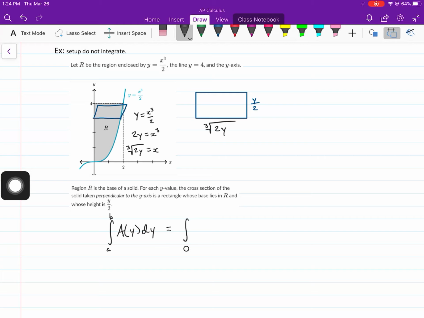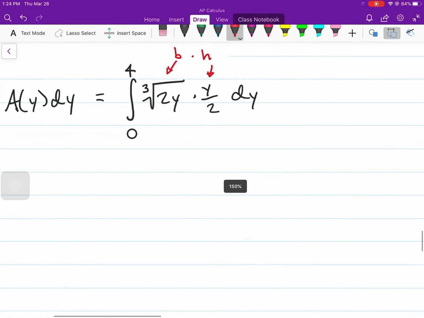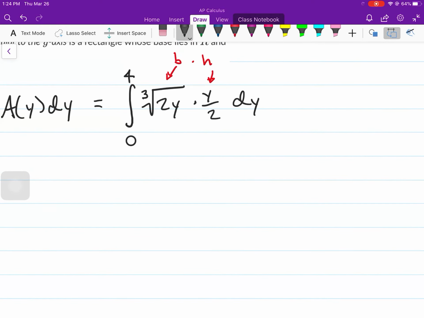So I'm going to do the integral from 0 to 4 of the cube root of 2y times y over 2, and that's going to be with respect to y. So remember, this is the area of the rectangle because this is the base times the height. This may not be a possible multiple choice answer in Khan because they might simplify this a little bit. So let's just go ahead and take a look at that.